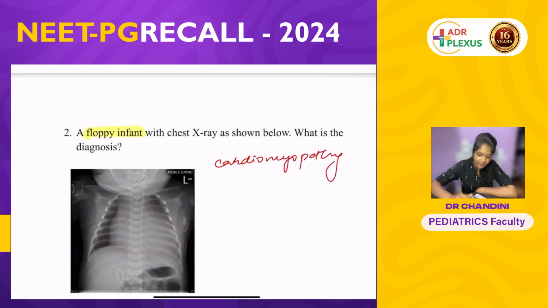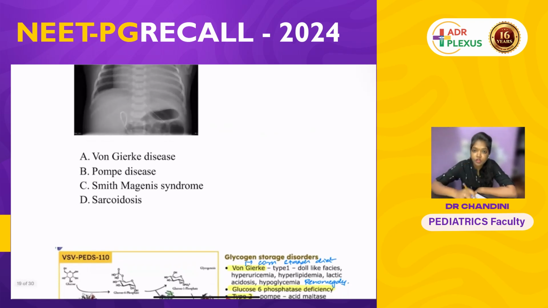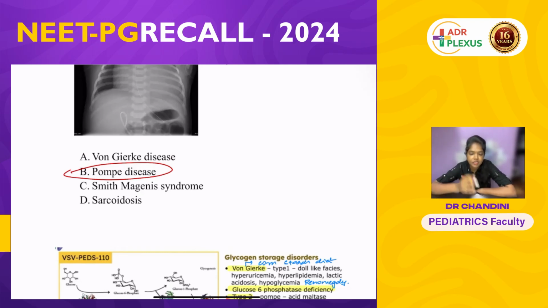Hypotonia with cardiomegaly. The diagnosis is going to be an inborn error of metabolism, which is due to alpha glucosidase deficiency, which is Pompe's disease. Okay. What about the other options? Von Gierke's is type 1 GSD, which presents with hepatomegaly, hyperuricemia, renomegaly, doll-like facies. Okay, so that is different.